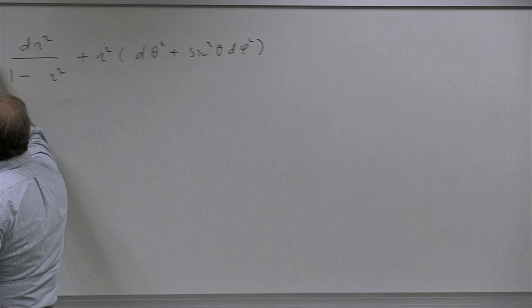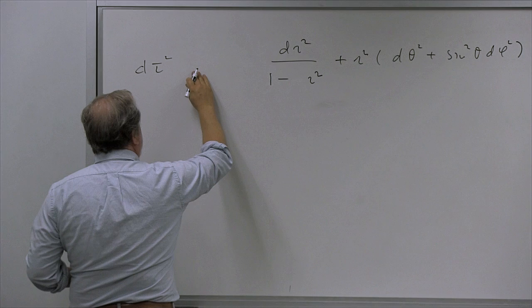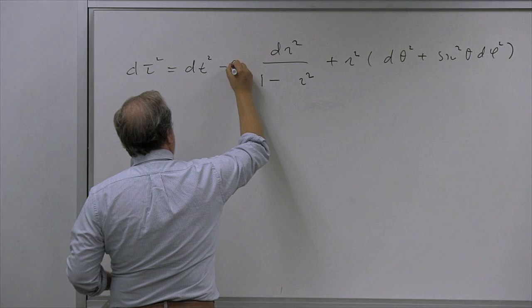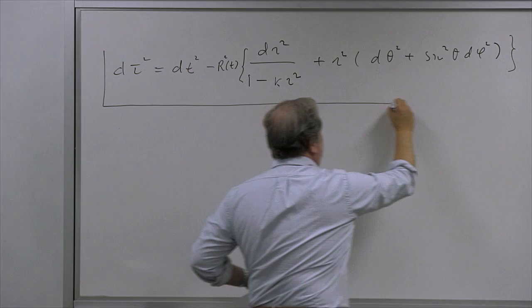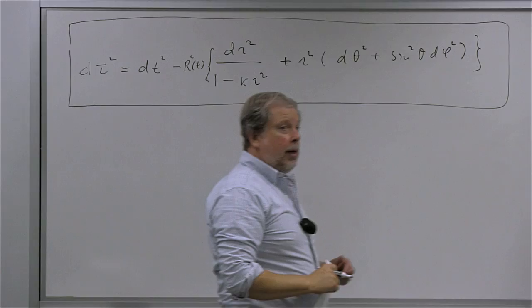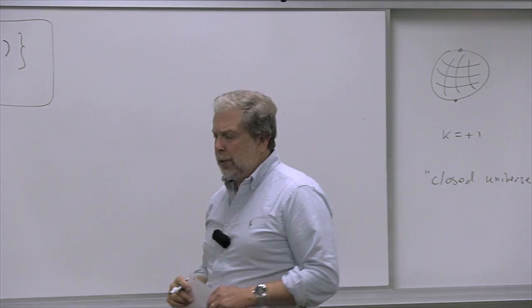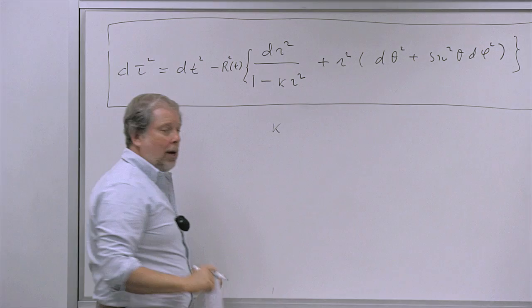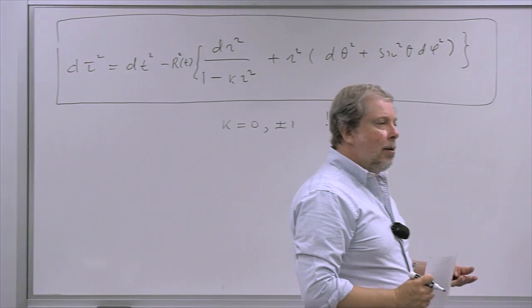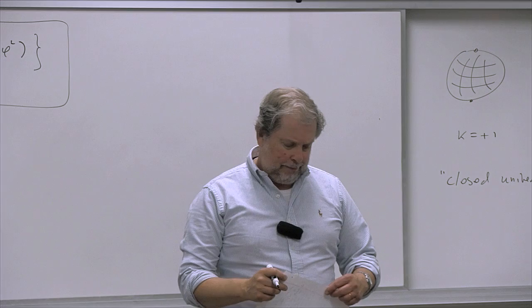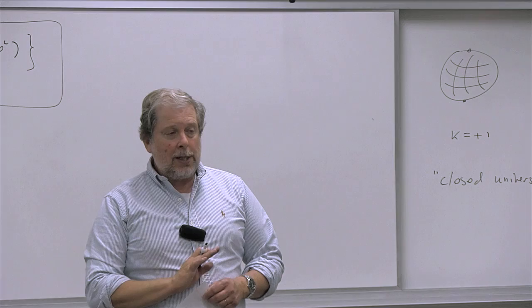The metric now is d tau squared, the line element in four-dimensional space-time, equal to dt squared minus r squared of t times this, where we now have a k. So this is our Robertson-Walker metric that does express the constraint of homogeneity and isotropy, and the fact that we have three possibilities for the parameter k that appears here, depending on whether we have an open, closed, or flat universe. So k is equal to 0, or plus or minus 1. Right, so that is great, and of course, it's a great mathematical simplification. It's an assumption that, in order to get a solution to the field equations, we assume that this is all there is to the universe.